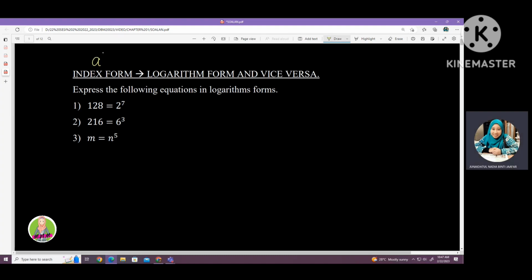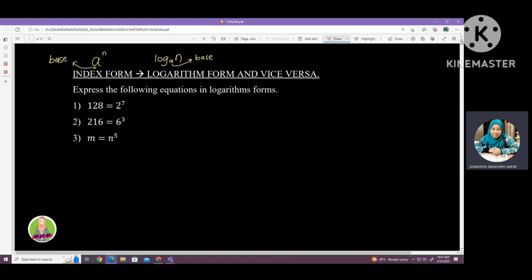Ini kita ada A to the power of N. So A ini adalah kita punya base. Dan untuk log form kita ada dalam bentuk log, contohnya log N base A. A yang bawah ni kita panggil dia sebagai base.